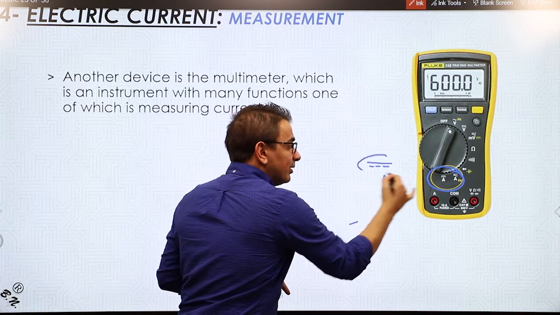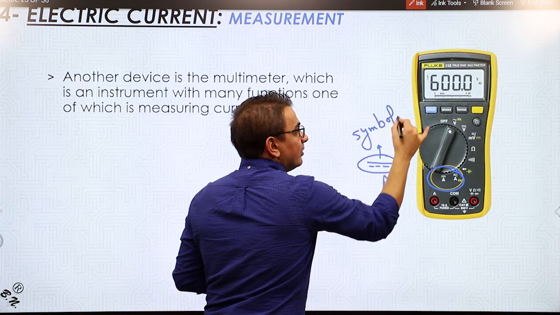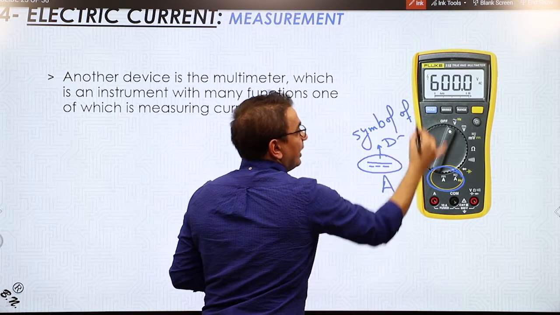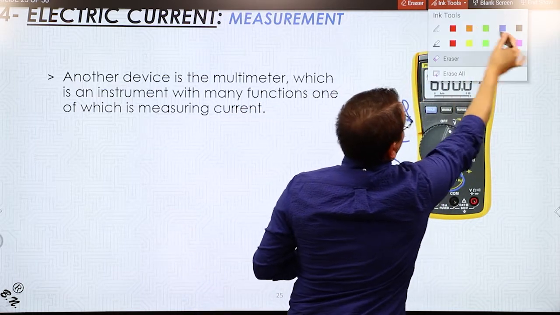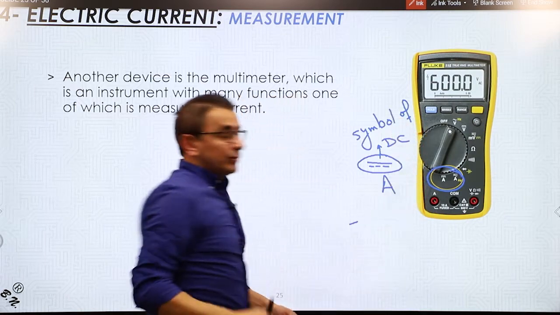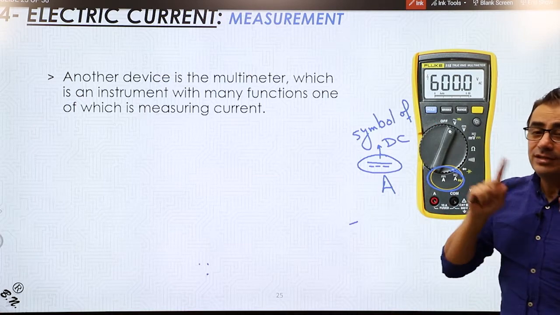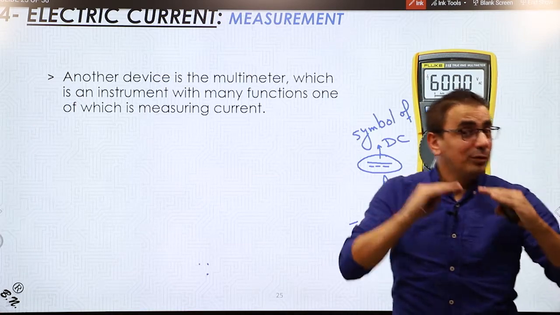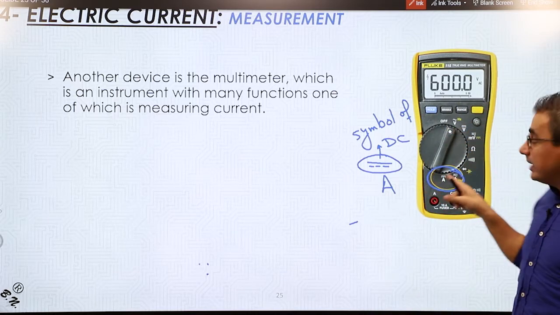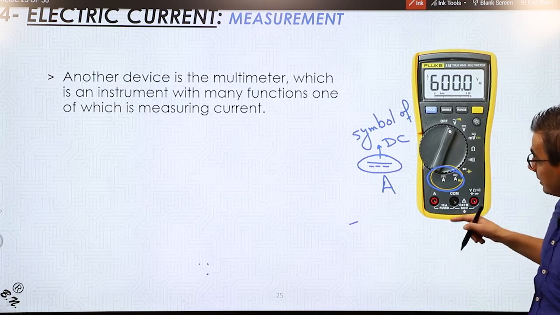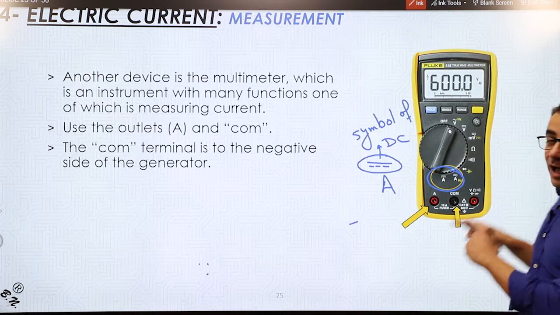This symbol is the symbol of DC. Okay, so this is the symbol of DC. Let me just fix this. Okay, so if you are using a multimeter, just add this notion that you're going to use the multimeter under the mode of an ammeter, and we need to turn our dial towards A, wherever the letter A is found. And we should also use these entries, A and COM, because we have A, COM, V, we have to use A and COM.